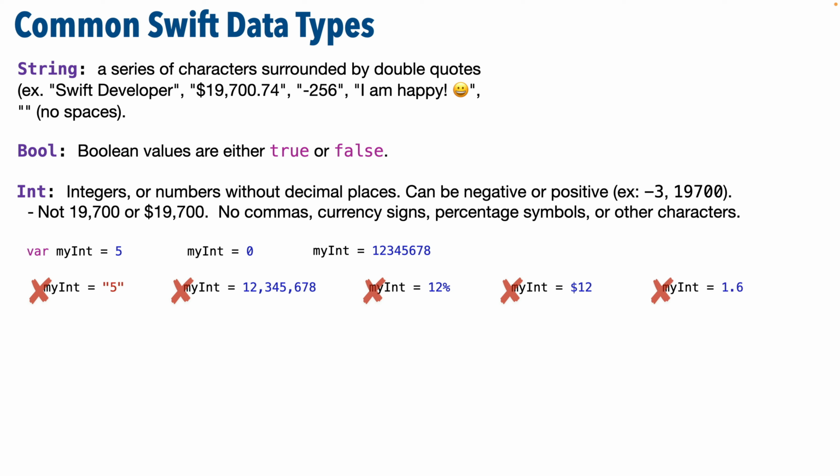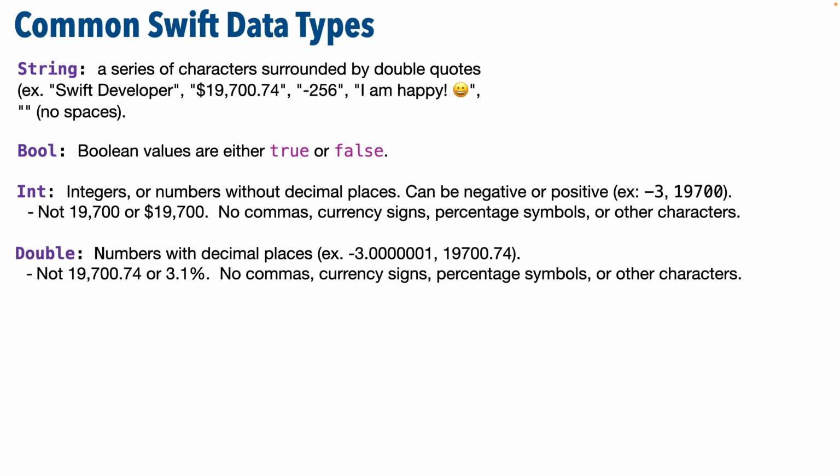And there are a lot more data types, but the last major data type we'll introduce is the double. Now, doubles have decimal values. They can be positive or negative, and also like ints, no commas, currency symbols, or percentage signs. Now, 1.6, that's a double. And here's an important point. If you've already defined a value as a double, like I've done with var myDouble, then I can assign a literal value without decimals to that value, and Swift will automatically consider it to be a double.